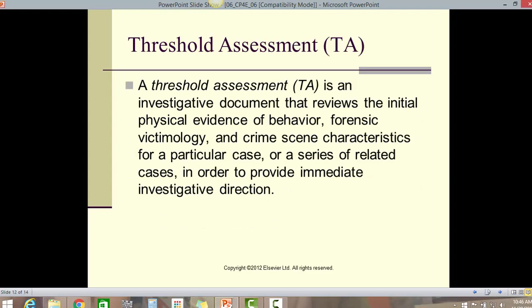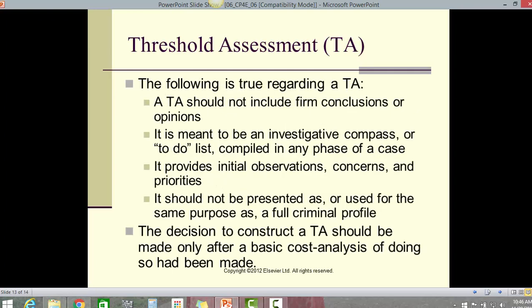Threshold assessment, TA. A threshold assessment, TA, is an investigative document that reviews the initial physical evidence of behavior, forensic victimology, and crime scene characteristics for a particular case or a series of related cases in order to provide immediate investigative direction. The following is true regarding a TA.